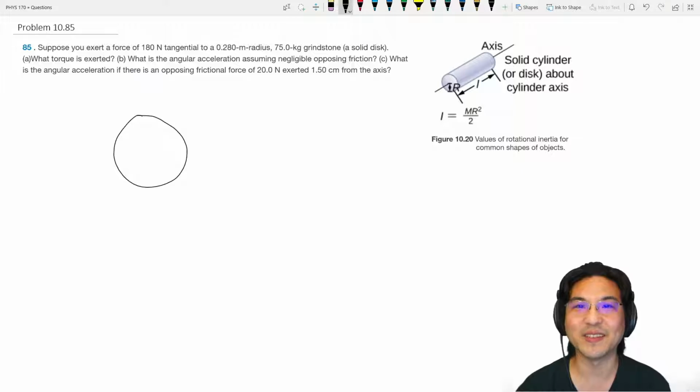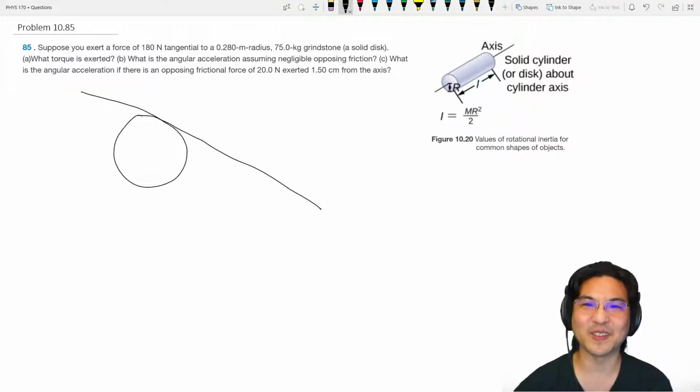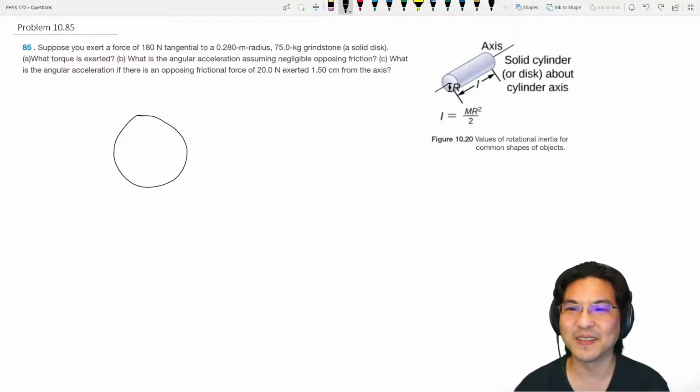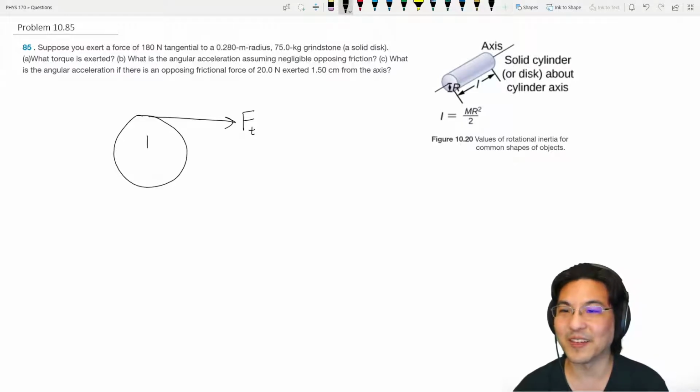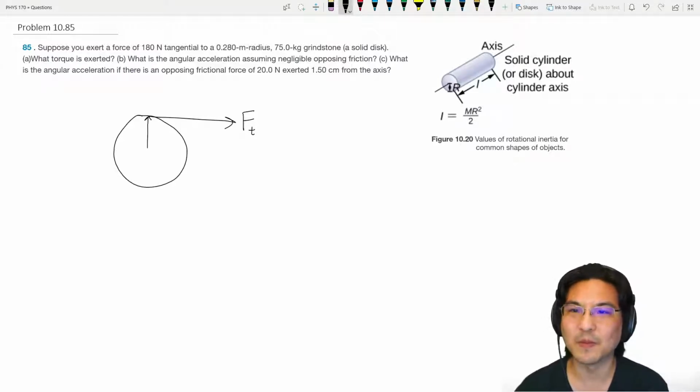So tangent means, like a tangent line, it only touches that circle at one point in space, right? So say like this. The force that's tangential to the grindstone. And then we know the radius. It's known, right here. Okay, and that's all for now.